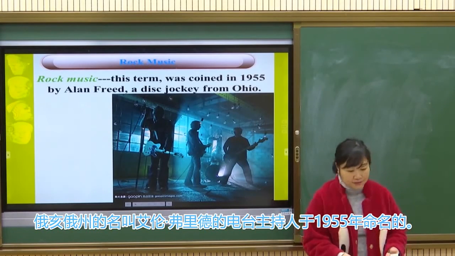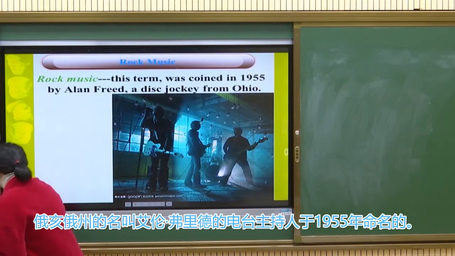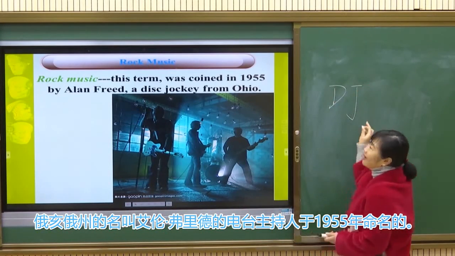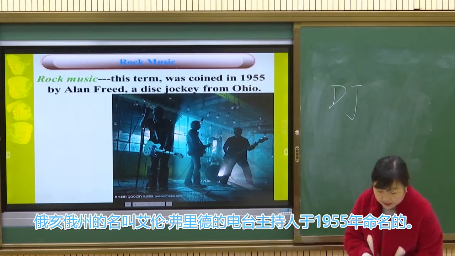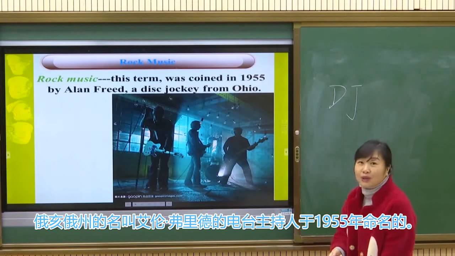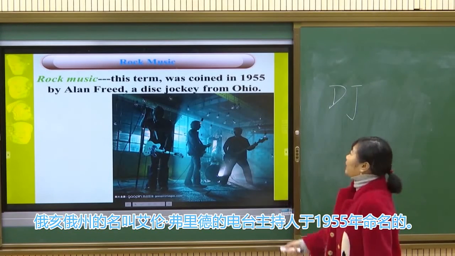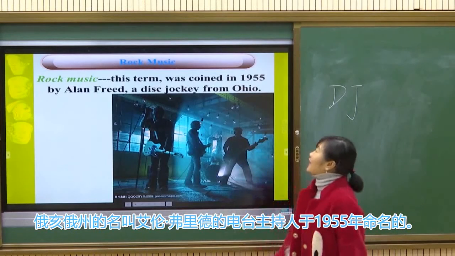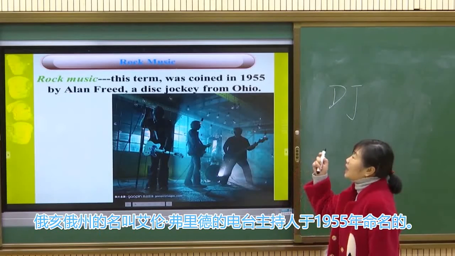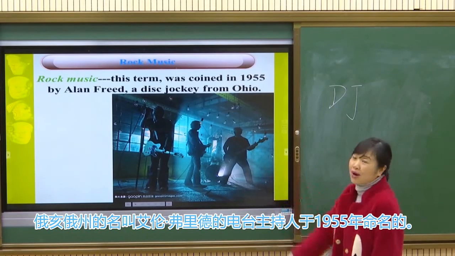Okay, who is Alan Freed? Yes, he is a disc jockey. Disc jockey, yes, we often abbreviate it to DJ. That means 电台的音乐节目主持人. Yes, and now if you go to a disco, you will also have a disc jockey, right? Okay, Alan Freed, yes, he is from Ohio. He gave the name rock music to this musical genre, okay?